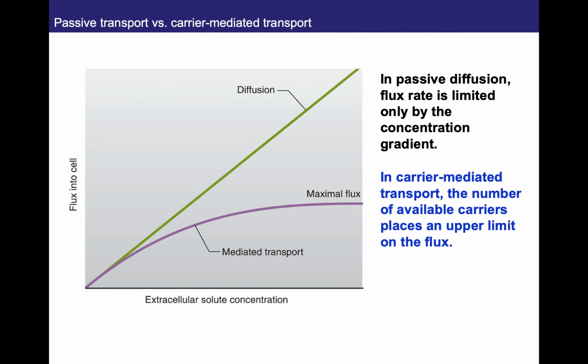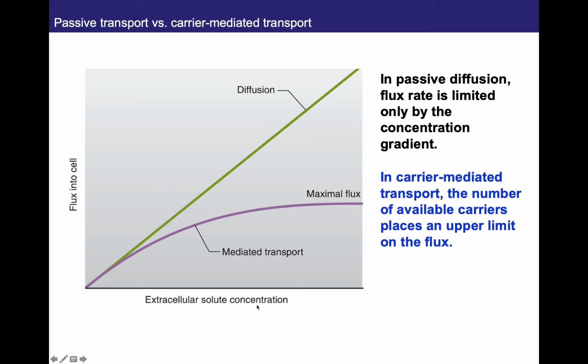So here's something that I want you to commit to memory as well. In this case, we're just looking at the green line, right? That's passive or simple diffusion, the green line. So on the y-axis, we're looking at flux. And again, remember that flux is going to be different with different partition coefficients. And on the x-axis is the extracellular solute concentration.